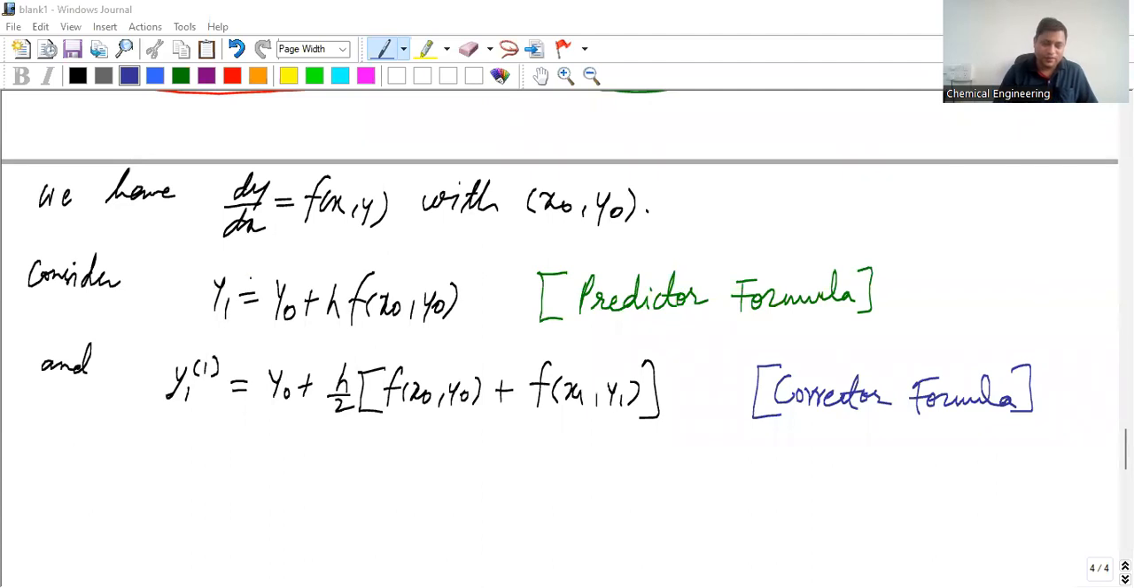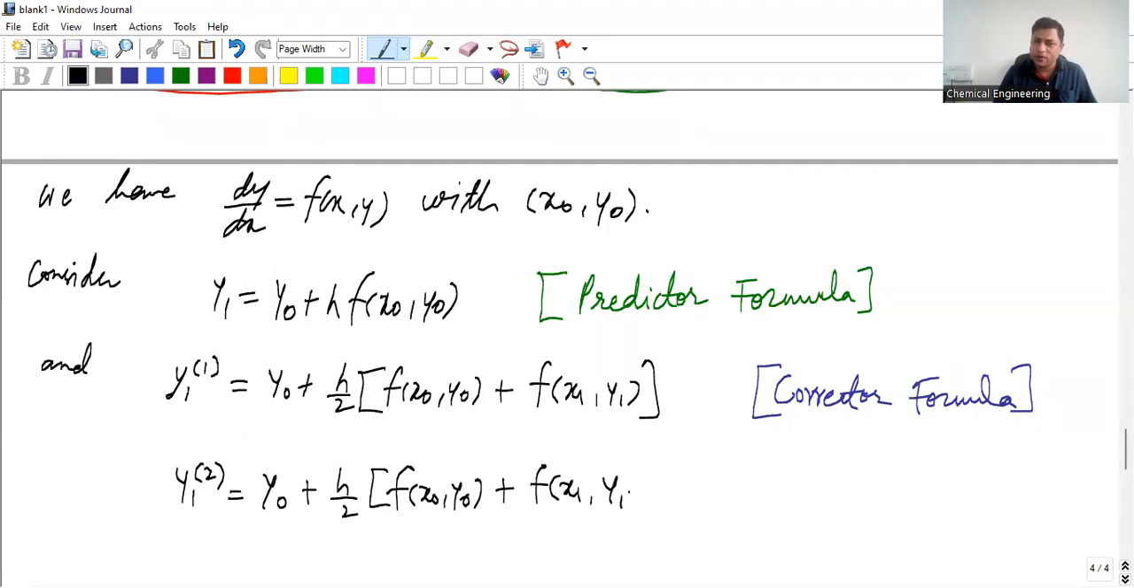Here this is going to be the first correction. What will be the second correction? y1 raised to (2) equals y0 plus h by 2 times f of x0, y0 plus f of x1, y1 raised to (1). So we use the previous value as well as the current value. This was the first correction, then using this first correction, I am making another correction. We have to go on correcting this till we get the accurate answer.